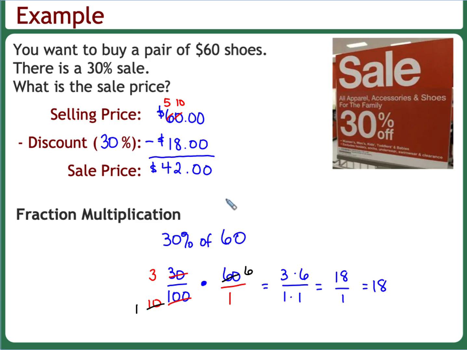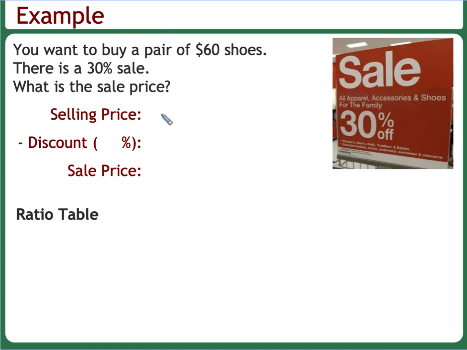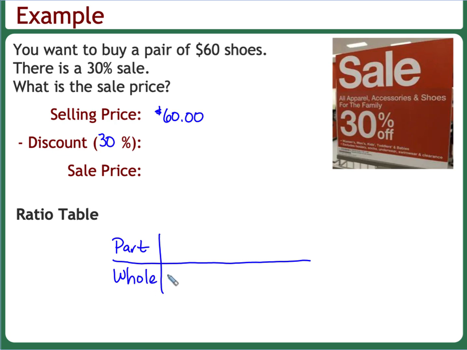Now let's look at the same example using a ratio table. Again, we start with the $60 for the selling price. It's on sale for a discount of 30%. Let's see how we'd use a ratio table. Remember, percents are simply part to whole relationships. The unique thing is that the whole amount is always out of 100.